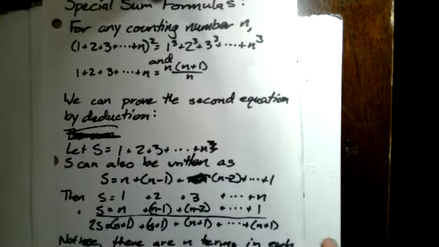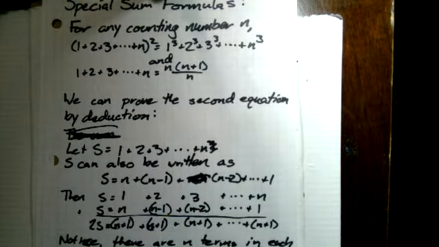Last thing we want to talk about are some special sum formulas. For any counting number n, 1 plus 2 plus 3 plus a bunch of other stuff plus n, all squared, is equal to 1 cubed plus 2 cubed plus 3 cubed plus a bunch of other stuff plus n cubed. That's the one that we just verified, the first of the two patterns that we just verified.